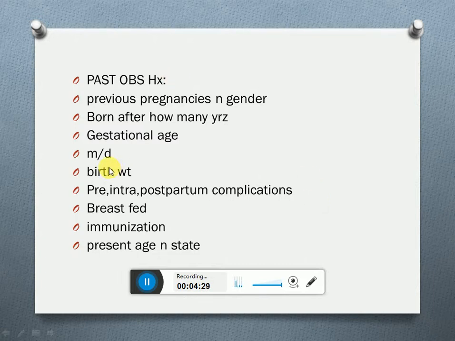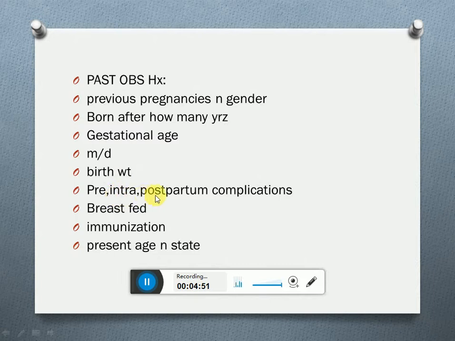Then the mode of delivery, whether these were normal deliveries, SVDs, C-sections, whatever the mode of delivery was. Then you have to mention the birth weight, whether they were of normal birth weight or low birth weight or small for gestational age, anything. You have to mention that.